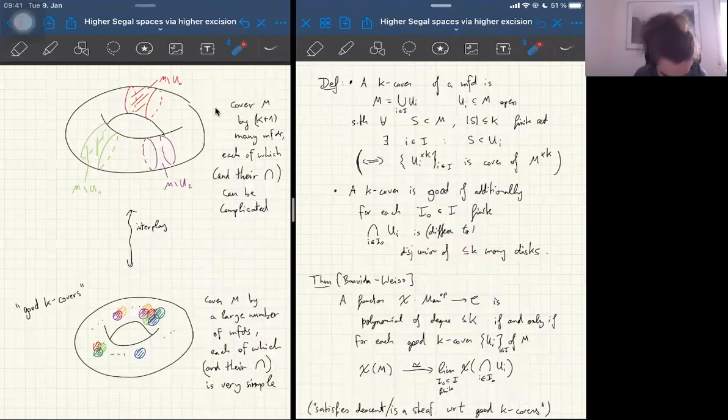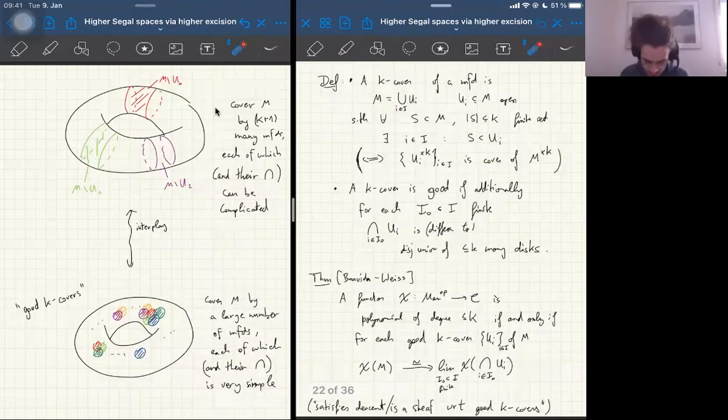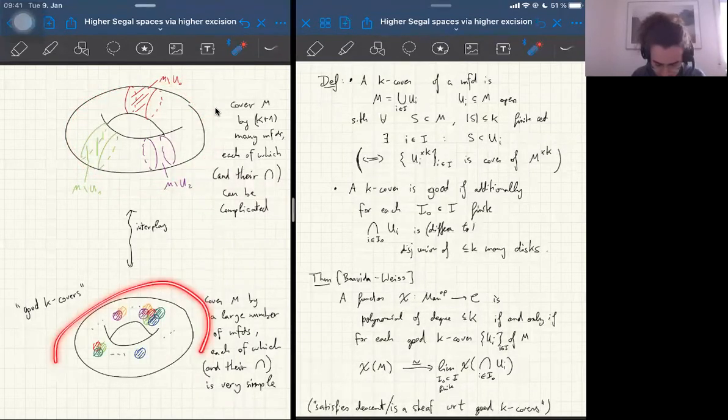So if you look at this picture, maybe it's a little bit hard to see, but there is this color coding. For instance, one open could be these 2 disks, another open could be these 2 disks, and also their intersection needs to be disks. And here's a theorem of Boavida and Weiss, which shows that requiring gluing with respect to these sort of things is the same as gluing with respect to these sort of things.